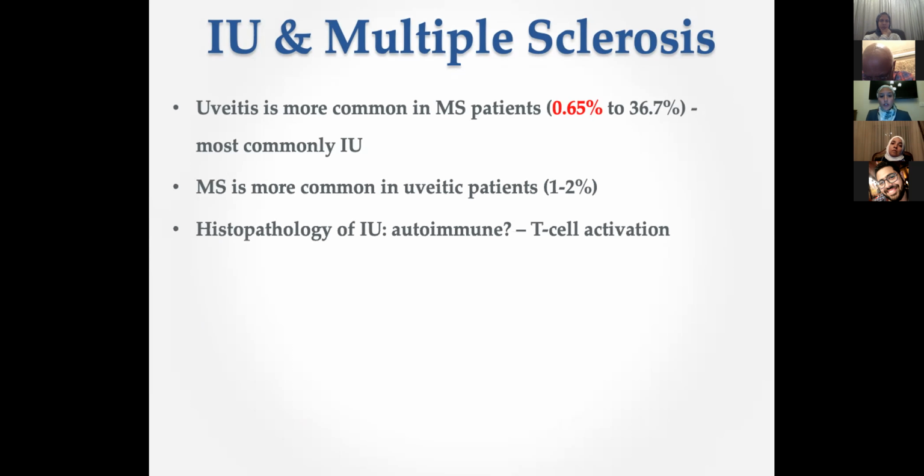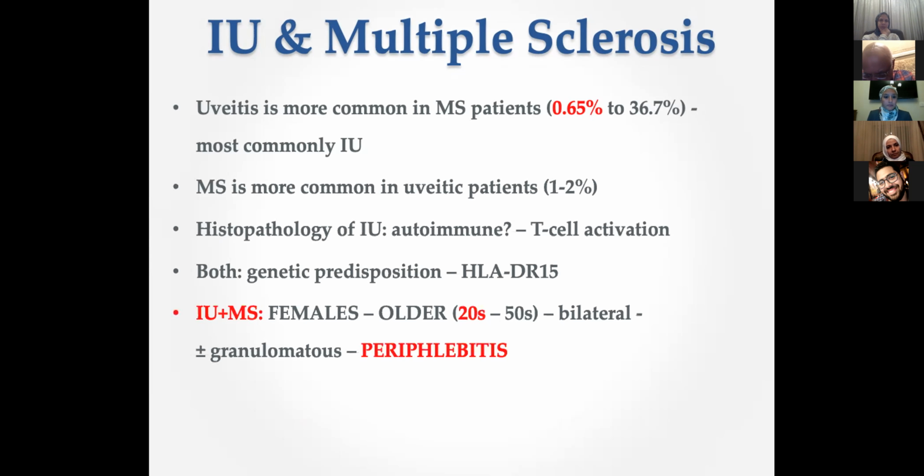Regarding the histopathology of intermediate uveitis and the etiological diagnosis, until now it's not known, but it's thought to be autoimmune with T cell activation, which is the same mechanism that happens in MS demyelinating lesions. Both diseases tend to have a genetic predisposition, being more common in the HLA-DR15 subtype. And cases with intermediate uveitis who tend to have MS are usually females. They are older, in their 20s, even though in Cairo University, we have 1 or 2 patients that were diagnosed with MS as young as 15 or 16 years old.